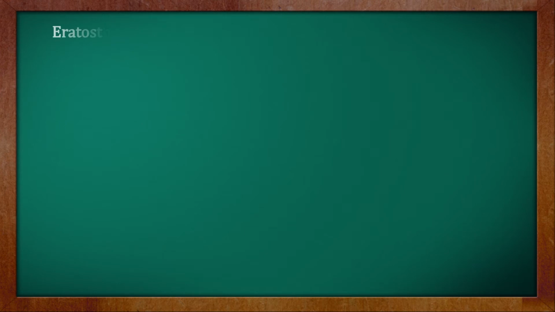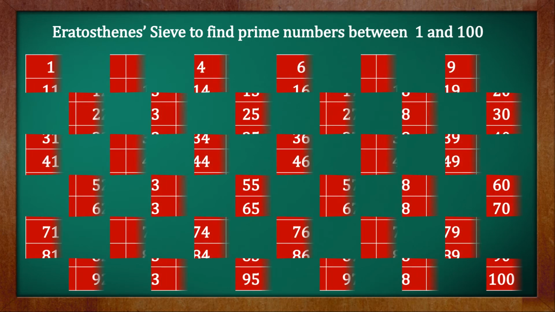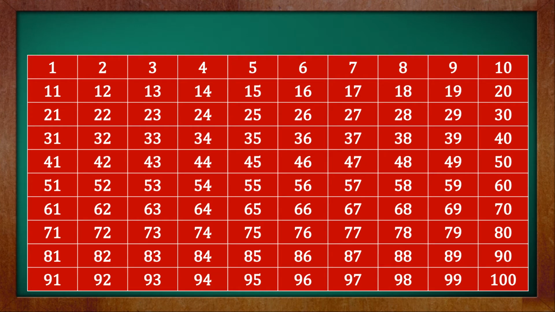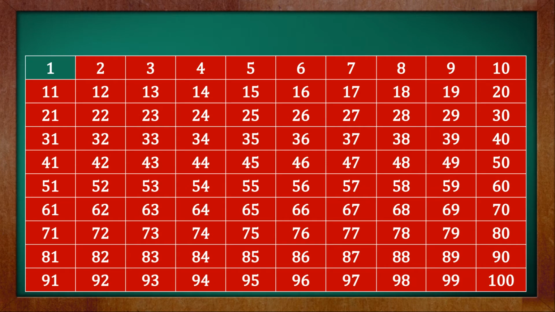We'll now use the Eratosthenes sieve to find the prime numbers between 1 and 100, for which we'll first write the numbers 1 to 100 in a table. We already know that 1 is not a prime number, so we'll cross out 1. The next number is 2, which we already know is a prime number.